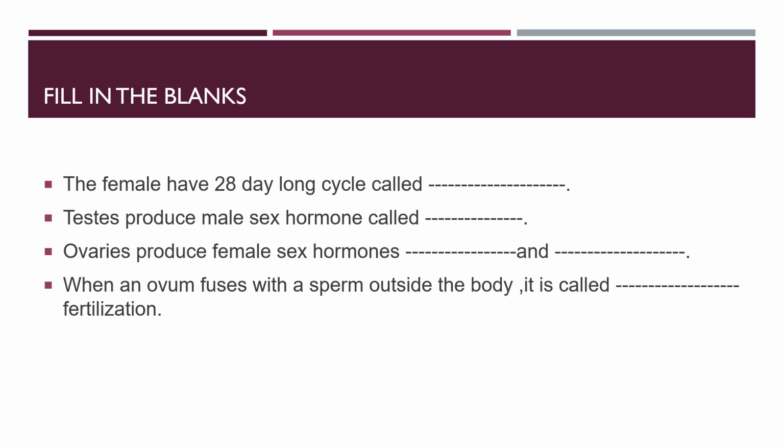Now again a few fill in the blanks questions only we will be discussing. Now the female has a 28-day long cycle, that is called the menstrual cycle. We can say the name of the cycle is the menstrual cycle. Okay.